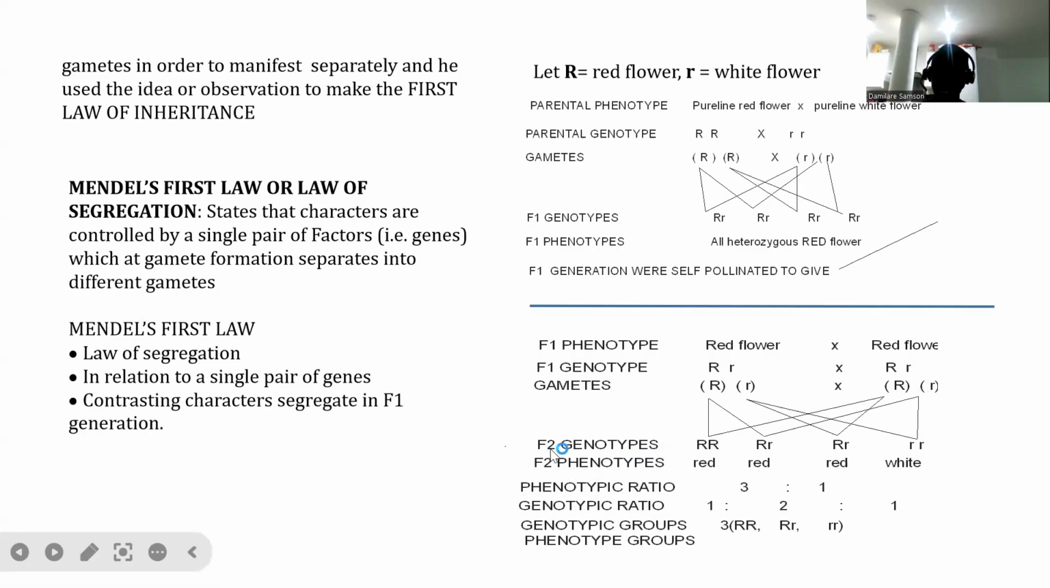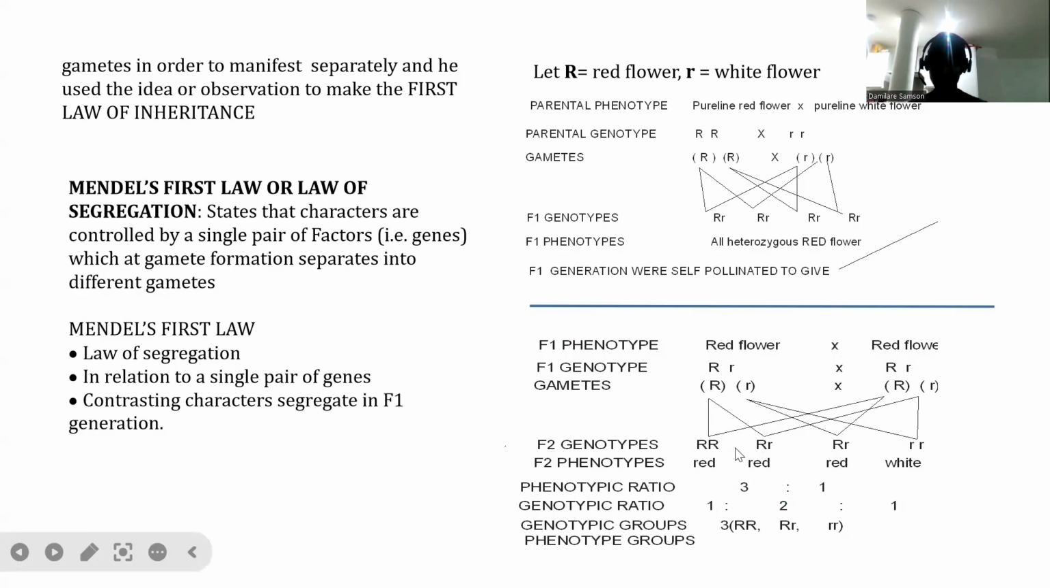So what did you notice? At the F2 genotype, we have a pure line red. That's one pure line red. We have two heterozygous red, which is still red too, phenotypically. And we have one white. So what ratio do you notice? What is the phenotypic ratio, the physical appearance? You'll be seeing 3 red, 1 white. That's 3:1. So what is the genotypic ratio? The genotypic ratio will be what?